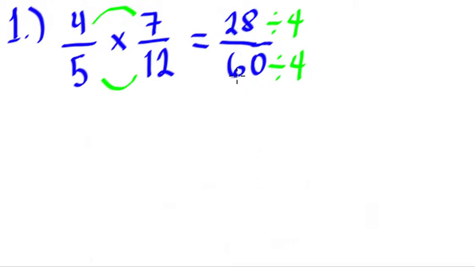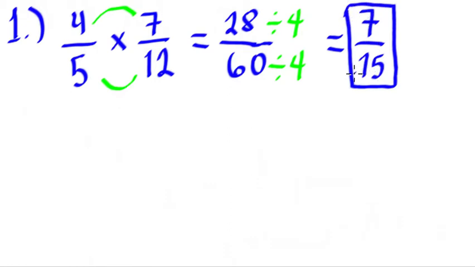So remember, if we are ending with an even number, it should be 0, or it can also be 8, or 4. So if it ends with an even number, it can be 0, 4, or 8. Since they are divisible by 4, both of them, we can do that. So 28 divided by 4 is 7, and 60 divided by 4 is 15. And that is our answer for number 1.